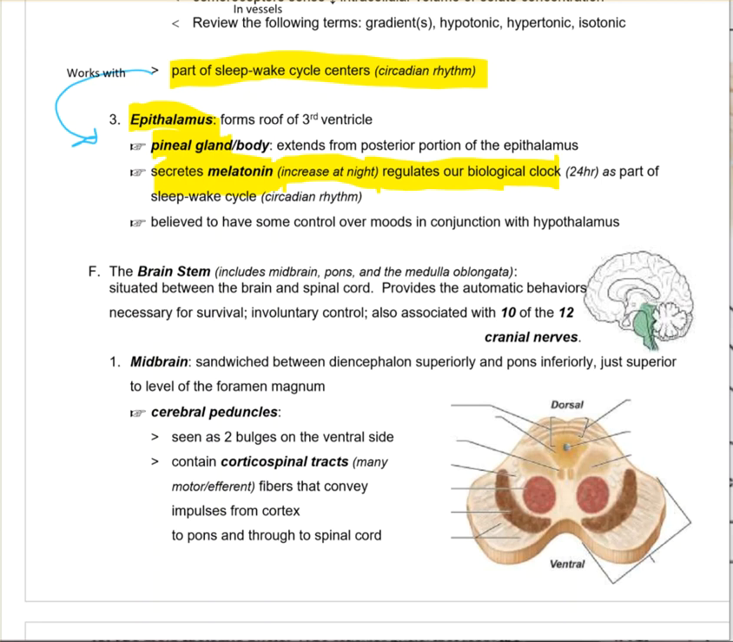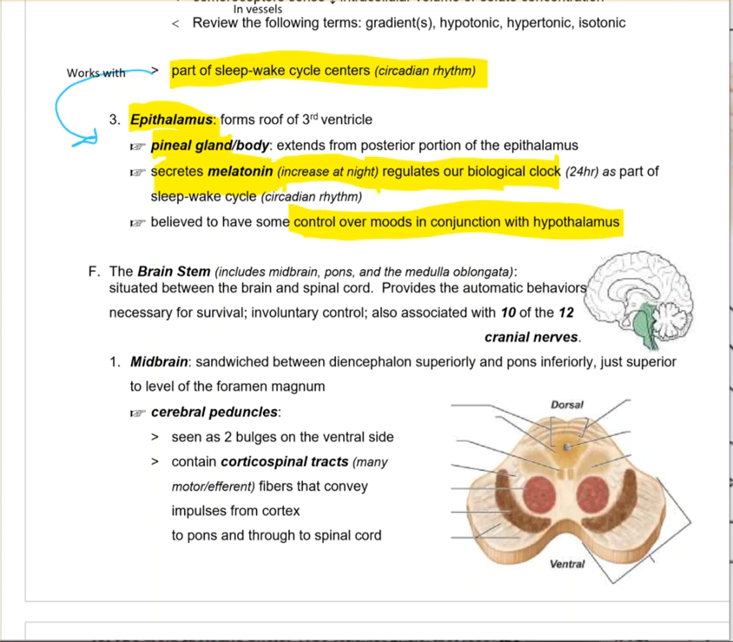Now, unsurprisingly, sleep cycles and melatonin release probably have some control over moods along with the hypothalamus. If we don't get enough sleep, our moods definitely change, and the melatonin levels may contribute to that. We'll talk more about hormonal things of these when we get all the way into 233 and spend a whole couple weeks on the endocrine system.